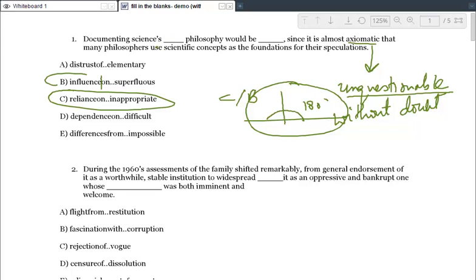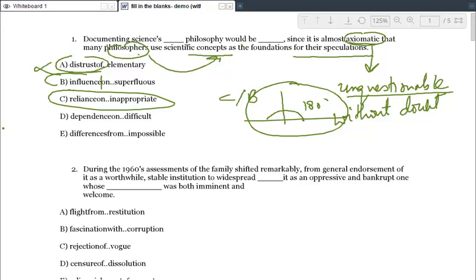So it says here, documenting science's dash philosophy would be dash because it is almost unquestionable that many philosophers use scientific concepts as the foundations of their speculations. So philosophers use scientific concepts, right? And it is unquestionable in that. Therefore, documenting science's dash of, how can you have distrust if philosophers use scientific concepts? So can I eliminate option A straight away?